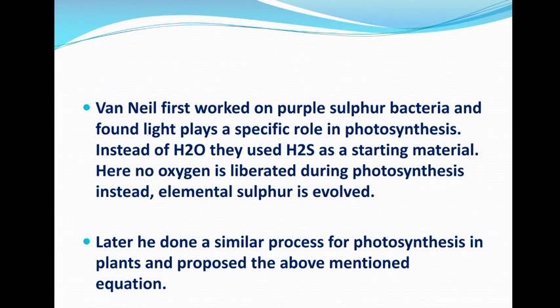Van Niel first worked on purple sulfur bacteria. Before working on photosynthesis in plants, he worked on purple sulfur bacteria and found that light, sunlight, plays a specific role in photosynthesis. Instead of water, they used H2S as a starting material. Here, no oxygen is liberated during photosynthesis. Instead of oxygen, elemental sulfur is evolved. So he noticed that oxygen is not liberated here.